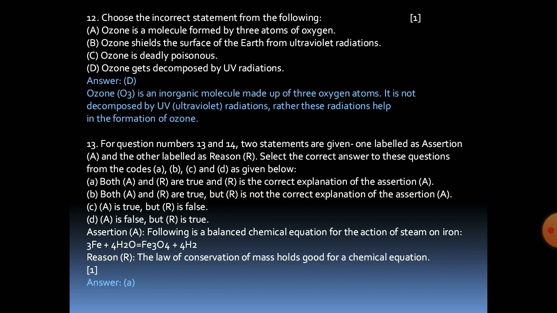Question number 12. Choose the incorrect statement. You have to choose the incorrect statement from the following. Ozone is a molecule formed by 3 atoms of oxygen, right? Ozone shields the surface of Earth from ultraviolet radiations. This is again right. Ozone is deadly poisonous. This is also right. And the last option is ozone gets decomposed by UV radiations.